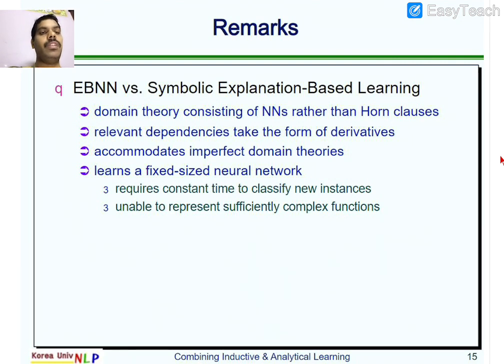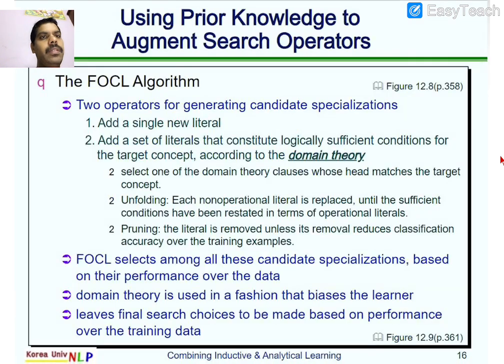And what we are going to learn is a fixed size neural network which requires constant time to classify a new instance, but is unable to represent sufficiently complex functions. What do we have to achieve? We have to develop a system which is useful for classification and prediction purposes. So that we are going to achieve with the help of EBNN.